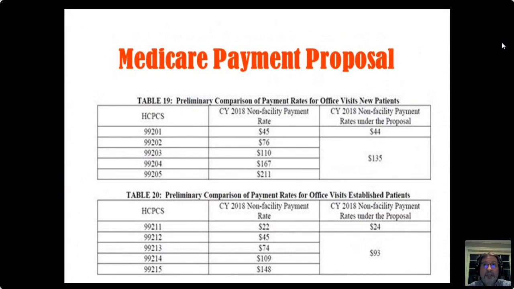Obviously practices that were doing a lot of lower level visits thought, oh, this looked kind of alluring. But a lot of the specialists out there who were doing a lot of level 4, level 5 codes, you could see for an established patient, they would go from $109 or $148 down to $93. So that really didn't look too good. So they got a lot of feedback on this when they posted the proposed rule.